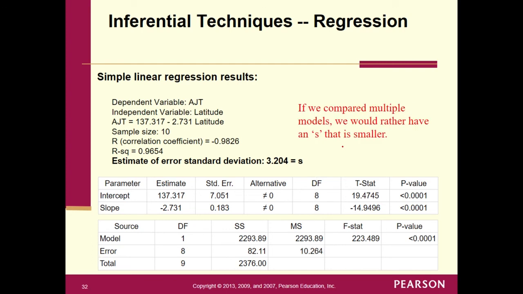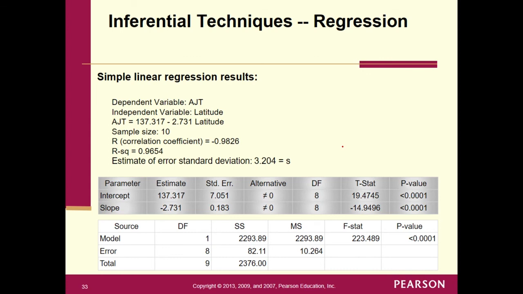If we compared multiple models, we would rather have an S that is smaller. That's important. Often we want to compare multiple models, and we shouldn't just look at one thing. We should look at multiple things. One of the things we should look at is that we'd rather have a smaller variation than a larger one. Simple as that. So we would want this to be smaller if we're comparing two separate models.